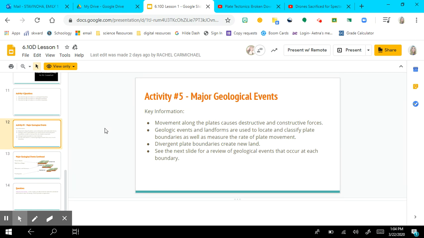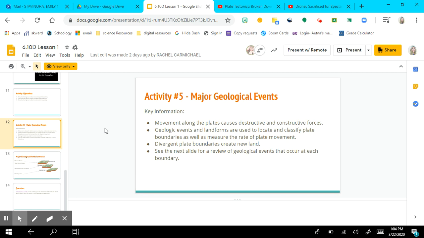Destructive, when things are destroyed, like with a subduction zone, when one of the plates goes below the other, and then that crust melts underneath the other plate. Remember, after that, something can form by that magma being hot and rising and creating volcanoes.